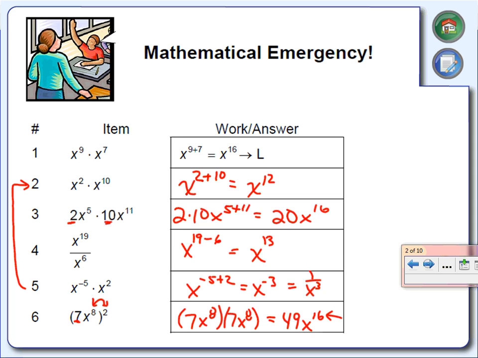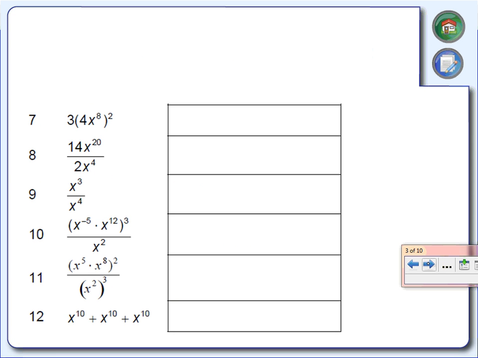Okay, let's take a look at the other half here, number 7. Notice there's a 3 in front of this parenthesis. I'm going to come back to that 3 in a minute. First thing I want to do is square what's inside the parentheses. So just like we did earlier, we're going to square the 4. If I square the 4, I get a 16. I just told you a second ago we're going to do what with these two exponents? Okay, multiply them. 8 times 2 is 16.